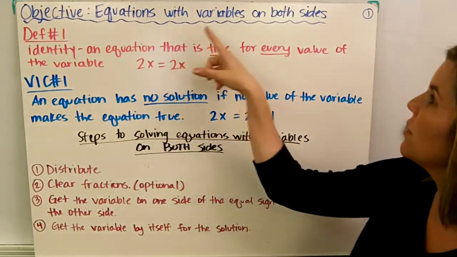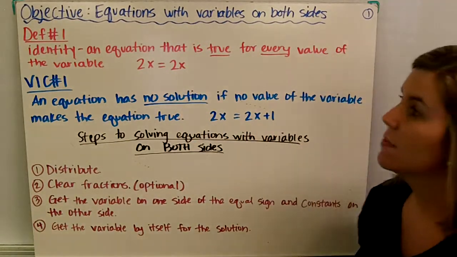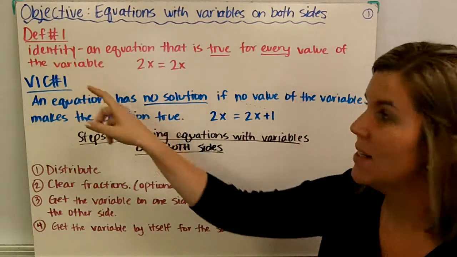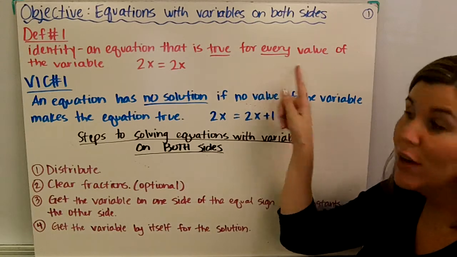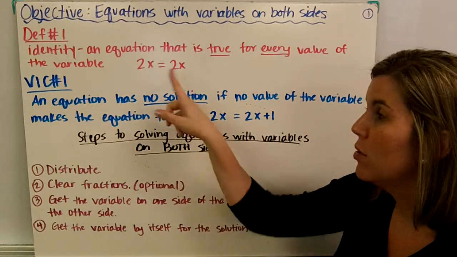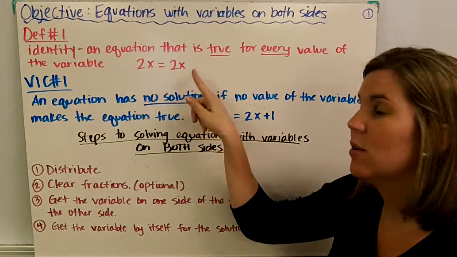Objective. Equations with variables on both sides. Definition number one, an identity is an equation that is true for every value of the variable. So here's an example, 2x equals 2x.